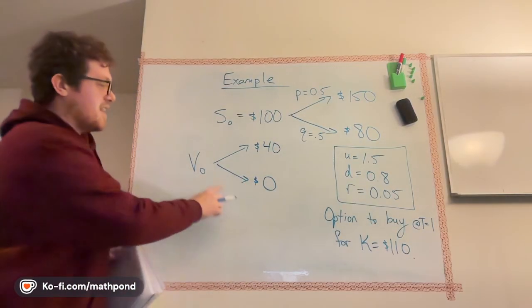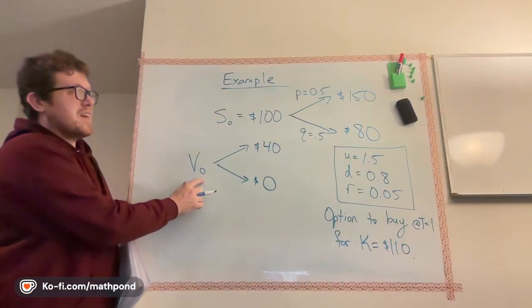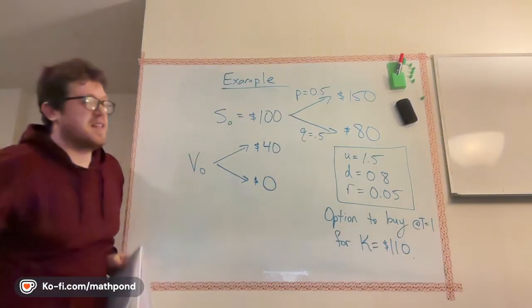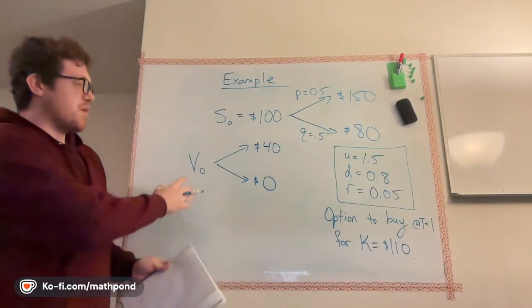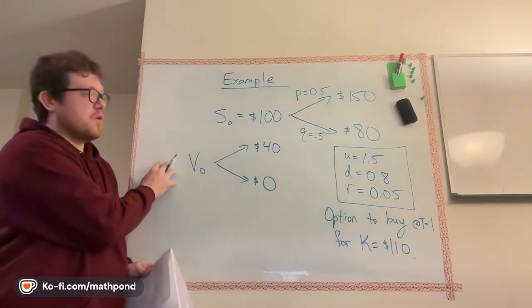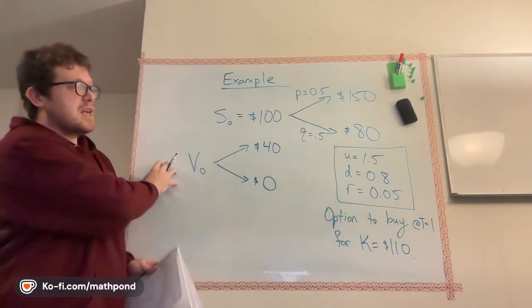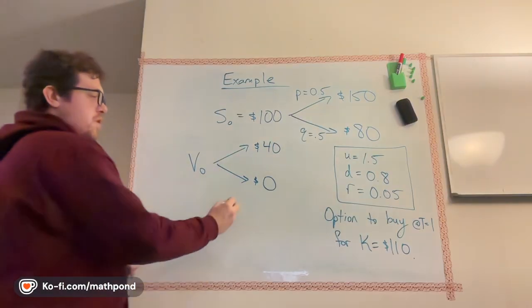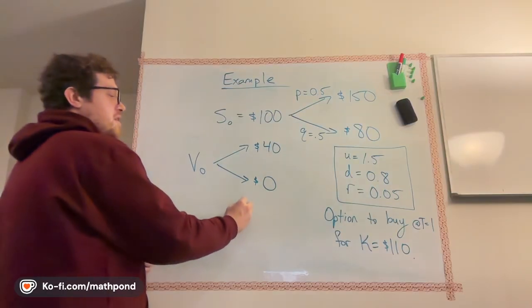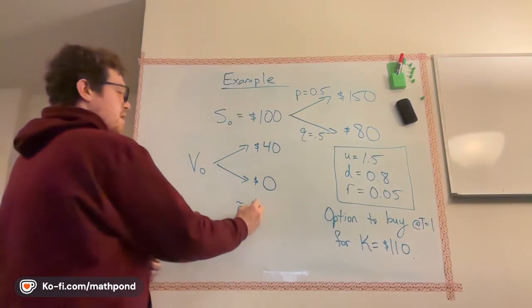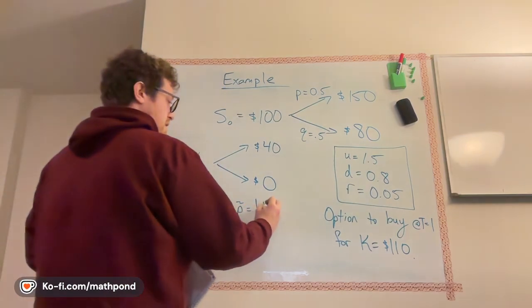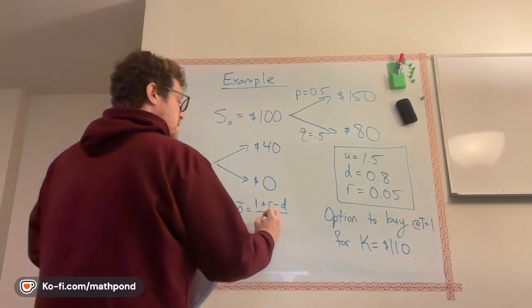So it seems like the call should be worth like $20, right? That's what it seems like it's worth. But that's not the risk neutral price. That's not the price of what this replicating portfolio would produce, giving us a risk-free return. So we have to change measure to this p tilde. This is going to be (1 plus r minus d) over (u minus d).